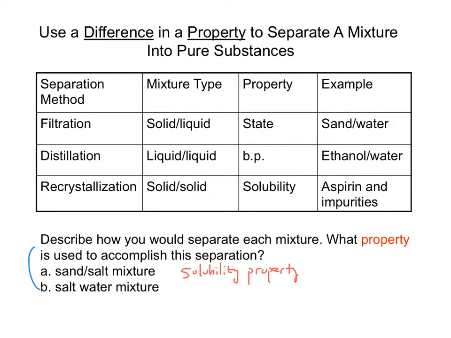To separate the salt from the water, use a difference in boiling point. The ionic compound salt has a much higher boiling point than the molecular compound water. So heat this mixture to the boiling point of water. The water boils off, leaving salt behind.